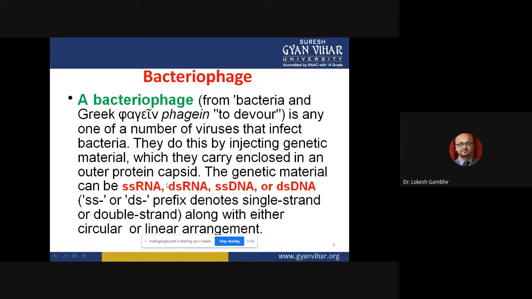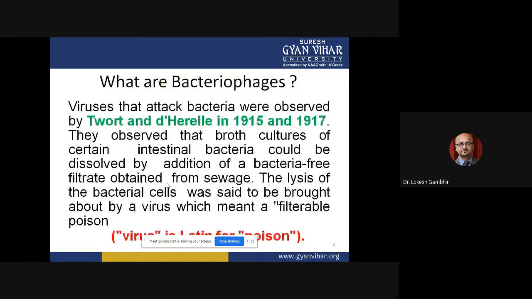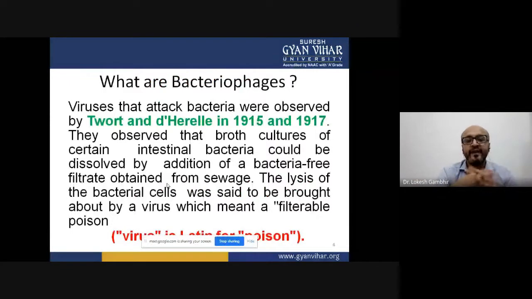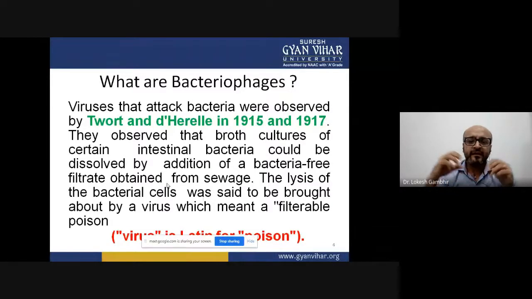Now when we're talking about the genome, the bacteriophage umbrella contains many viruses. We have single-strand RNA bacteriophages, double-strand DNA bacteriophages, single-strand DNA, and double-strand RNA. So we have all the groupings under a single umbrella of bacteriophage. So how was the bacteriophage discovered? The first observation that a virus can attack a bacteria was made by Twort and d'Herelle in 1915 and 1917.